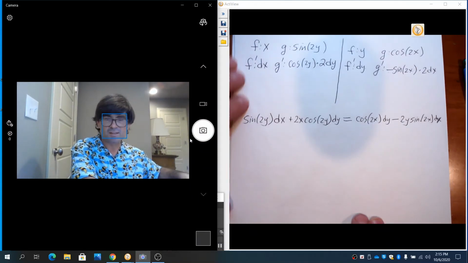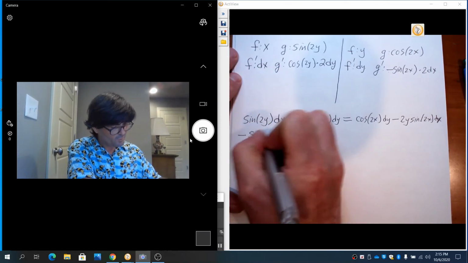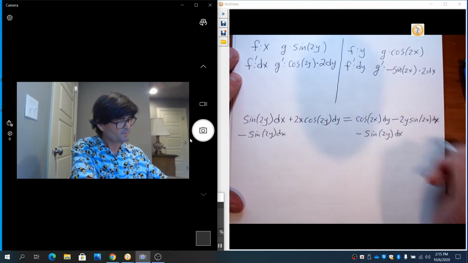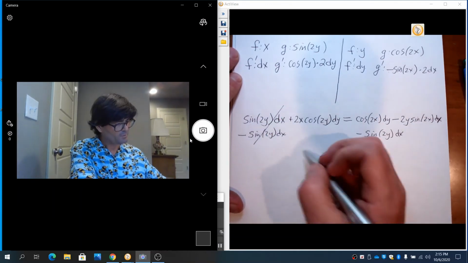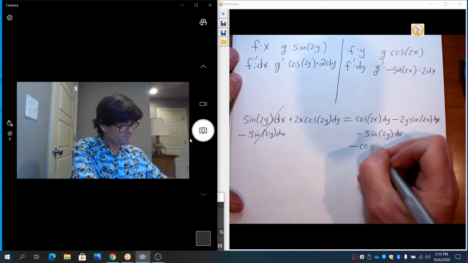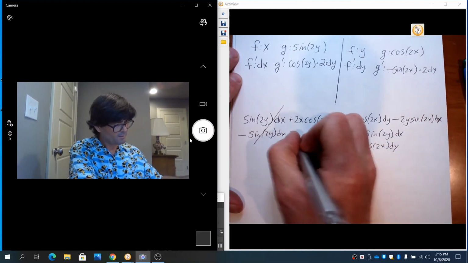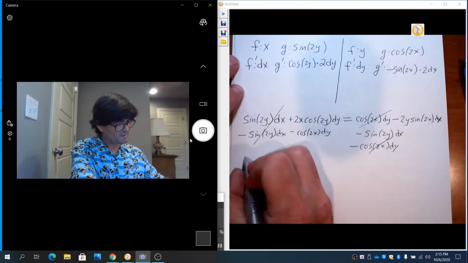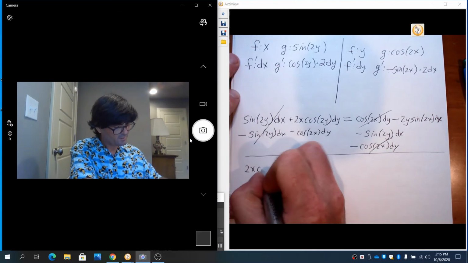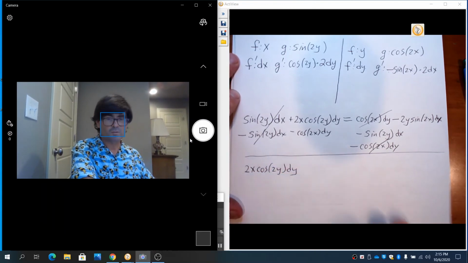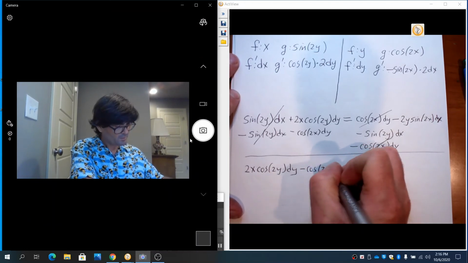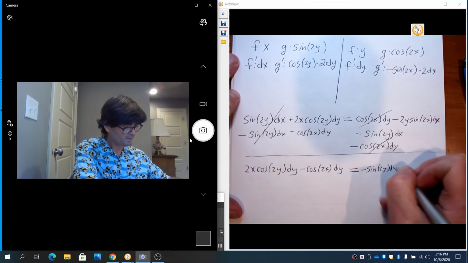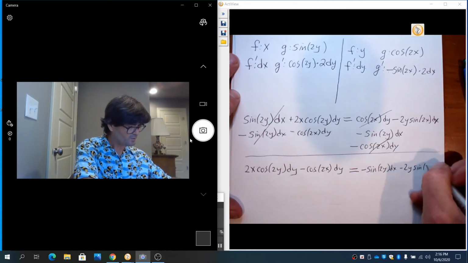Now we're going to group the dx's on the right and the dy's on the left. So we're going to do minus sine of 2y dx, and cancel that out. And then we'll do minus cosine of 2x dy, cancel those out. And we'll have on my left side 2x cosine 2y dy minus cosine 2x dy. Then we'll have minus sine 2y dx. And it's a huge mess.